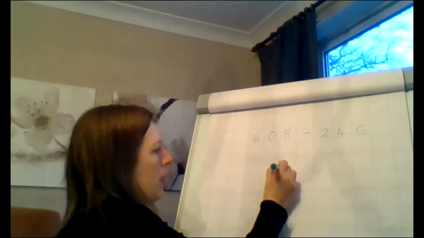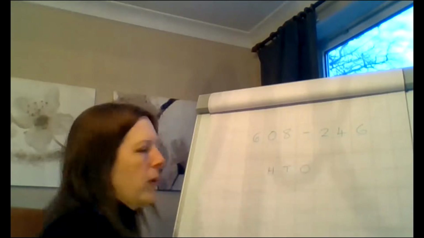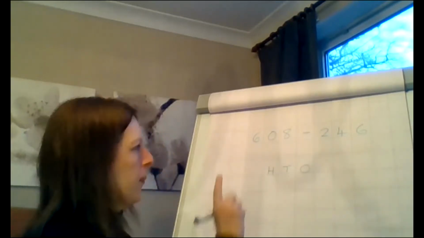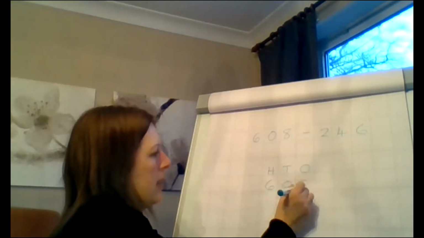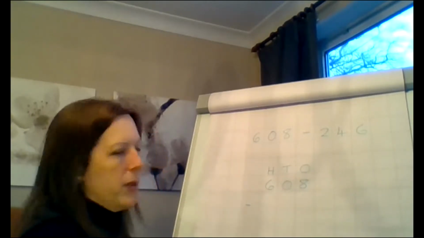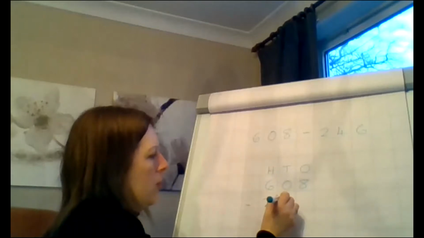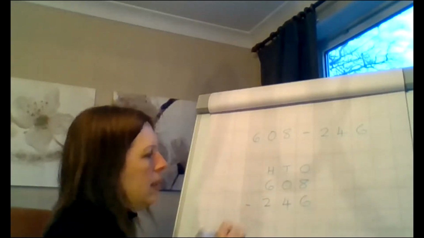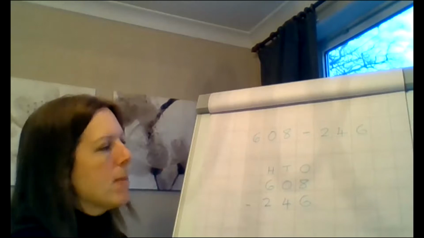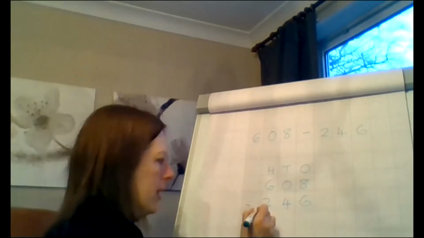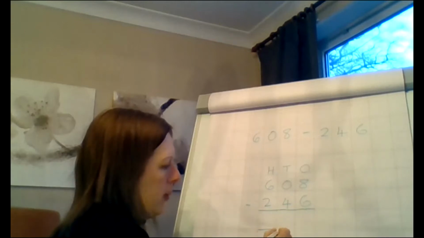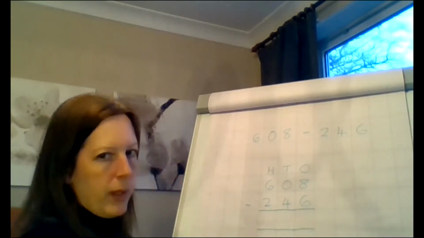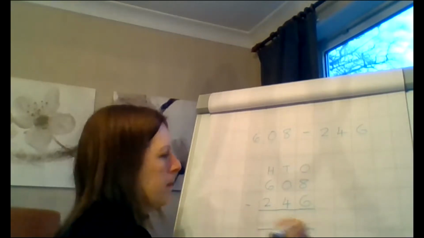So hundreds, tens, ones, if we need to. Bigger number goes first, 608. And from that, I'm going to take away 246. So, equal sign. Always be looking at the numbers. See if you can be one step ahead of me, year 3. See if you can work out what's going to be happening with this sum now.